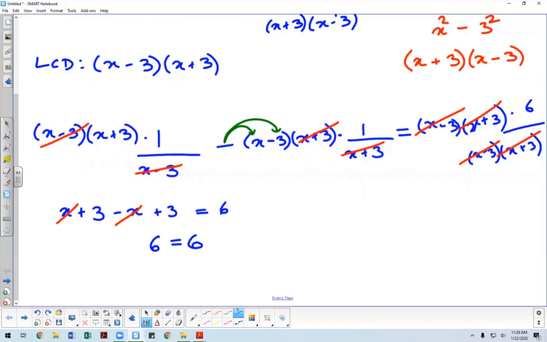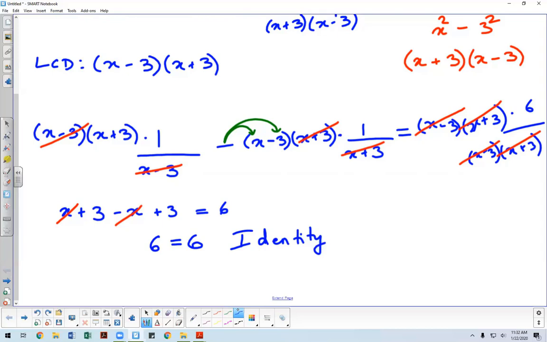So you actually end up getting 6 equals 6. So when you get a true statement, what did we say? Yeah, it's actually going to be an identity. And if it is an identity, then that means you can use any value for x, with the exception of those numbers that will make our denominator 0. Okay, so basically, as you can see, our x canceled out. We're getting 6 equals 6. Now, obviously, if you subtract 6 on both sides, you'll end up getting 0 equals 0.